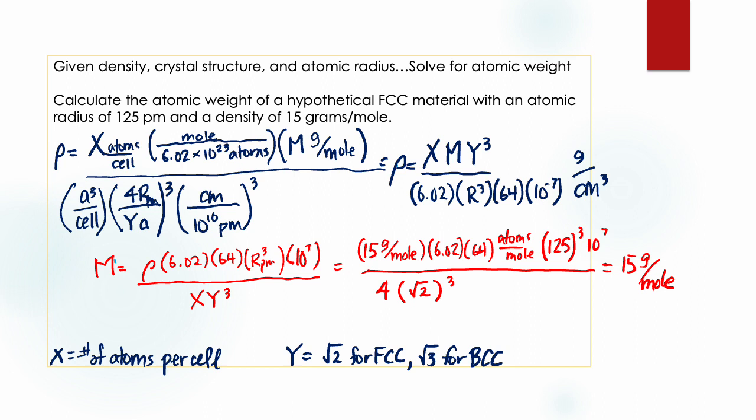Oh, shoot. No, it's not. That 15 is already in the equation. Sorry. We're solving for M. So density is grams per cubic centimeter, that's why. There we go. Now we'll end up with grams per mole, because this is atoms here.